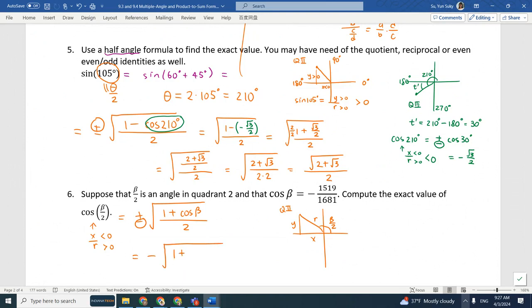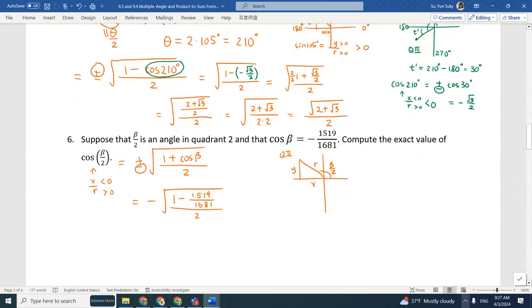So good. Now we plug in cosine beta. Cosine beta is negative 1519 over 1681, and then all over 2. Yeah, it's an ugly number. It might happen. Okay? Don't use your calculator. I mean, you can use your calculator when you get the fraction, but when you see the square root, you cannot put in the square root because you get a bunch of decimals, right? But the fraction part you can use your calculator.